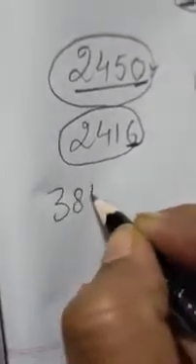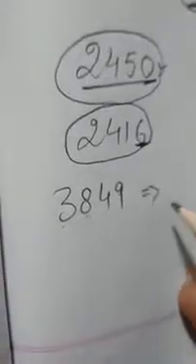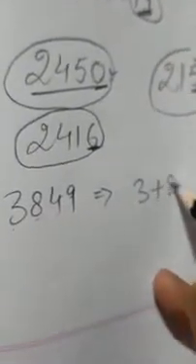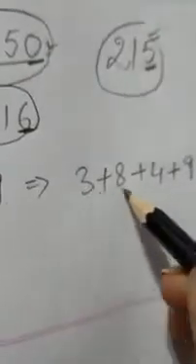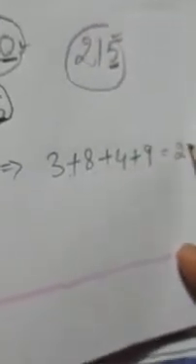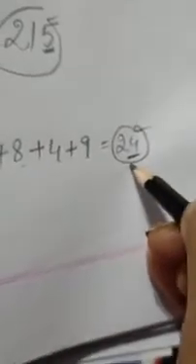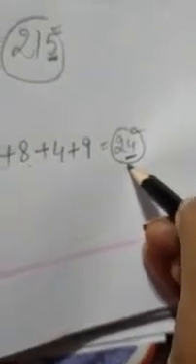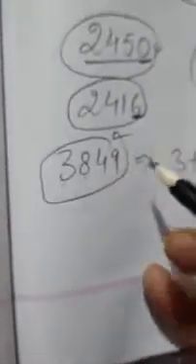For example, this number is there. Yes, we will add the digits. How to add the digits? 3 plus 8 plus 4 plus 9. Yes, 3 and 8, 11, 11 and 4, 15, 15 and 9, 24. Yes, now 24 is not divisible by 9 because in the table of 9 we are not getting 24. So this number is also not divisible by 9.